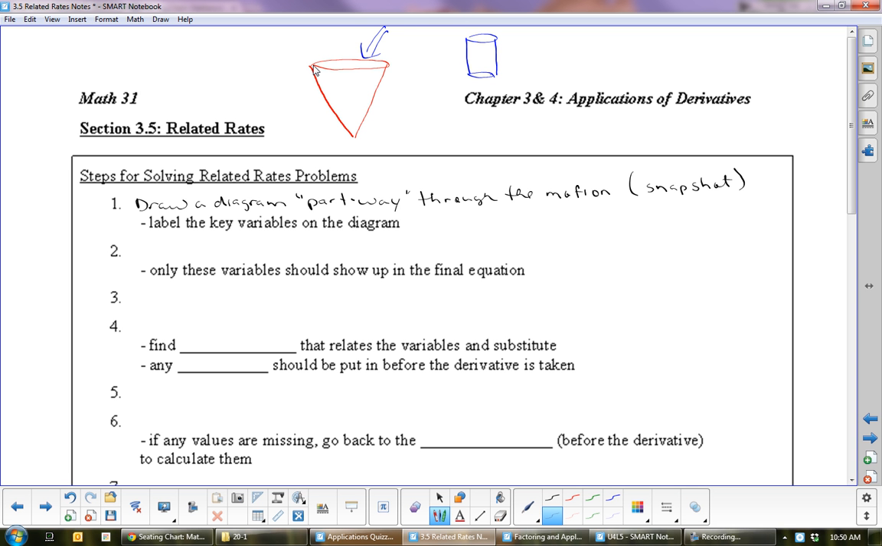Then you want to list all given rates of change. They may say that the volume is changing at this rate. Find how the radius is changing. So they may give you some. And rates of change are derivatives, plus the one you are looking for.